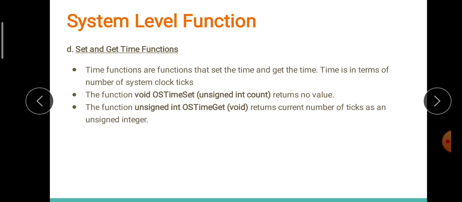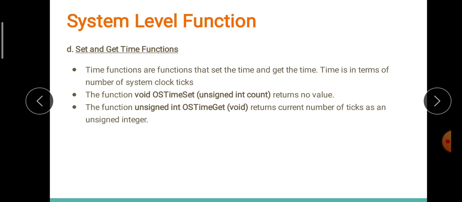So for that you will again have two functions, OSTimeSet and OSTimeGet. When you are setting the time, there is no return value, right? You are passing some parameter, it may be a 32-bit integer for the count or something like that. And when you are getting the time, what do you get? You get the current number of ticks as an unsigned integer, right? So this is what the micro OS does in the system level functions.